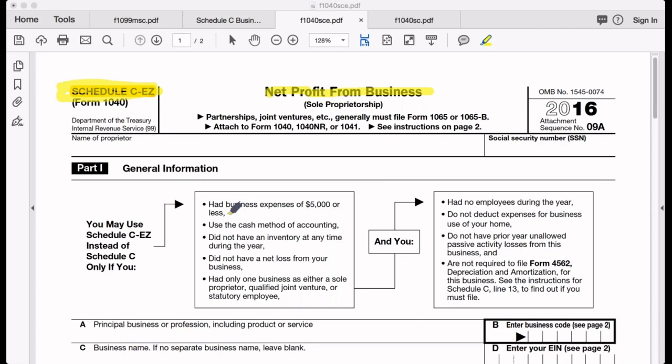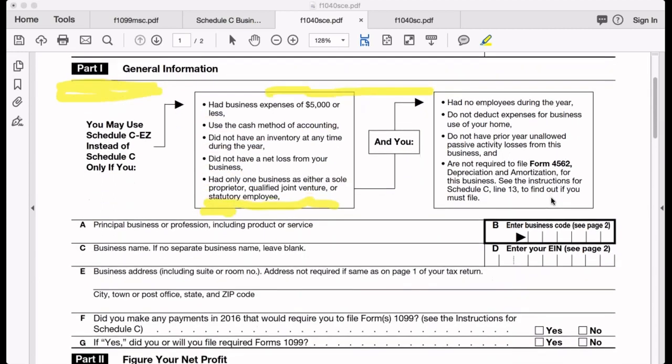So here's the most important reason why it's called the short form, and it's right here on this first bullet point. If you're going to use the short form, it's because you have $5,000 of expenses or less. That means the IRS is not going to be too concerned as far as detail. They're just going to ask you to put in your income and put in your expenses, and it's done, right? You're basically done. There's not much else to do in this form. This is why it's called the short form.